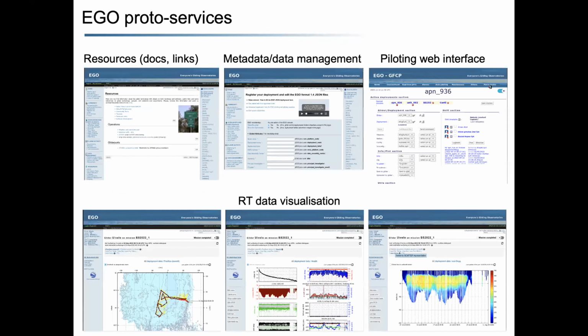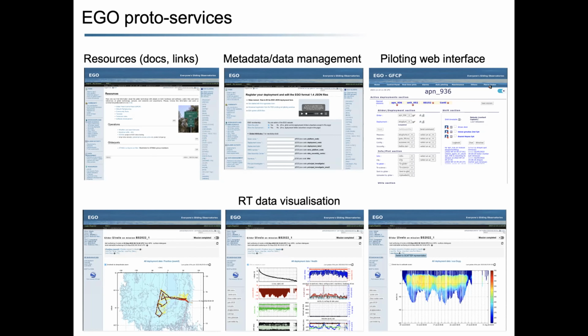So there are some proto-services. There are resources on the website with documentation, links, things like that. But we also have what we call proto-services linked to metadata and data management. There is a form where you can register your glider and your deployments, and you can fill in all the necessary metadata that are required for data management afterwards, real time and delayed mode.